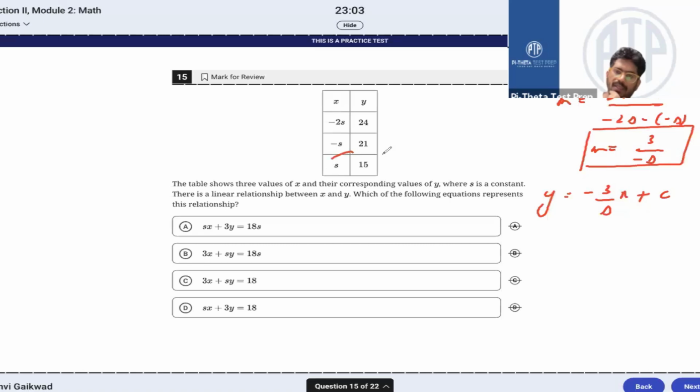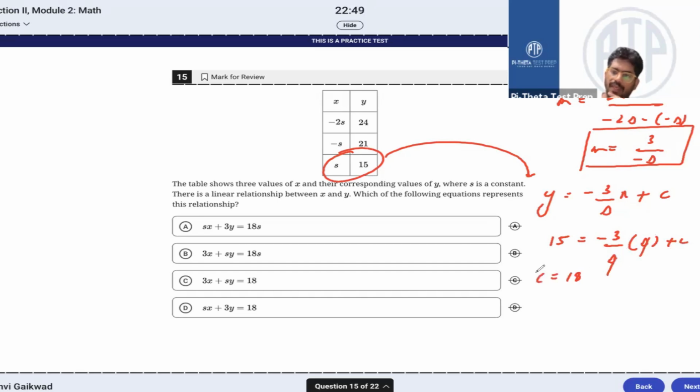And I have another point here, that is s comma 15. So I'll just input here. So that will become y, that is nothing but 15 is equal to negative 3 by s plus c. I can just say c is equal to 18 here. The moment I write c is equal to 18 here, I can just input this here in this equation. So this will become y equal to negative 3 by s x plus 18.